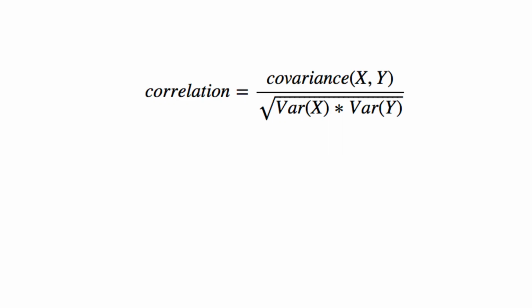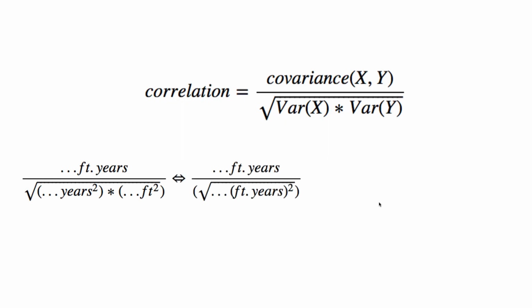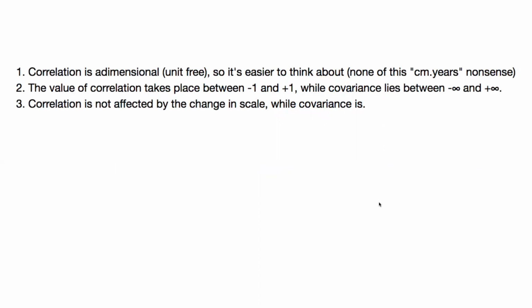And if you want to do the geeky math version, you've got feet years over years squared times feet squared, and then you've got this, and if you simplify it, you get to a Stewie Griffin "victory is mine," because correlation has no units, which is a beautiful thing. Correlation is not in feet or centimeters squared, it's a pure number that's between -1 and 1, and it doesn't have any units, which is a fantastic thing.